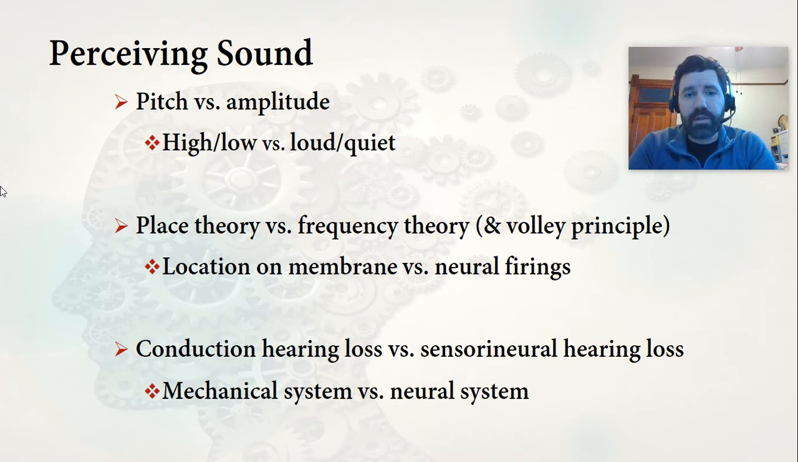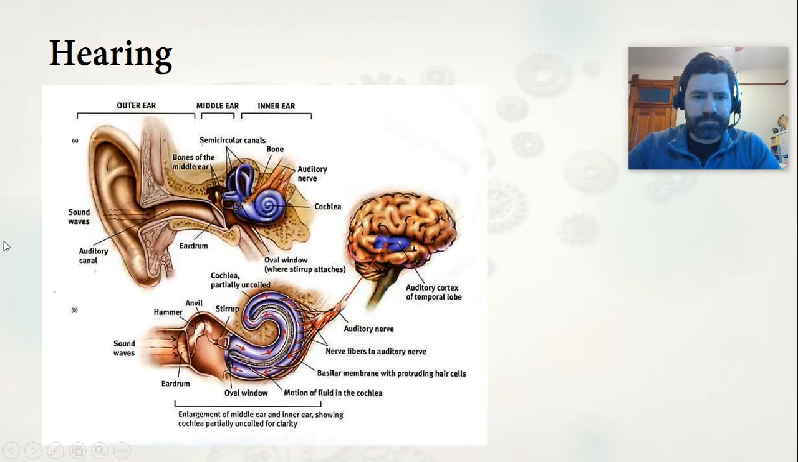Place theory is simply the idea that along the cochlea, different neurons will respond to different pitches. And so if you have, I'll back this slide up just a little bit. This is our cochlea right here. If you have sounds that are registering toward the base of the cochlea, those are going to be our really high-pitched sounds.